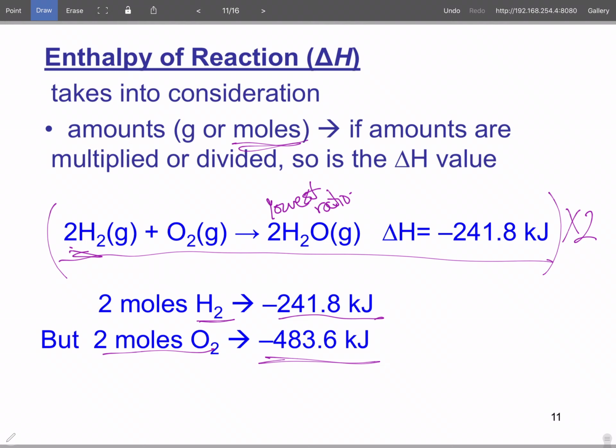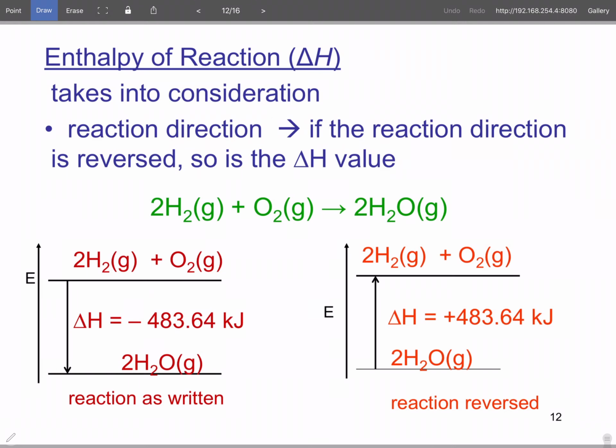So what that means is that we've got to consider not only physical states because of energy considerations, but we have to figure amounts. So the other thing we have to take into consideration, and we've actually talked about this one, is directionality. For every reaction, you have a directionality. It's going one way. So at least the reactions you're going to work with.